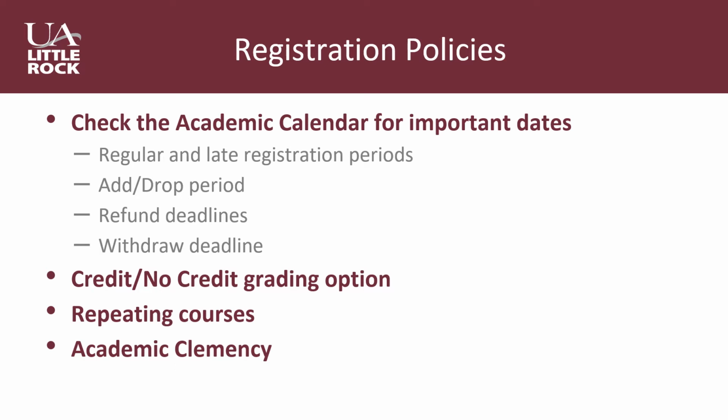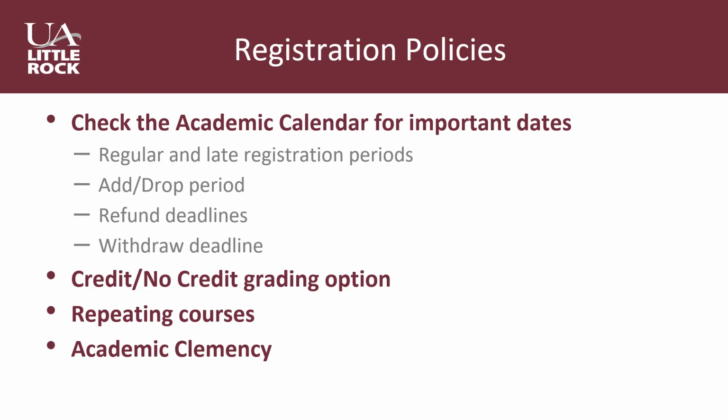One registration policy to be aware of is the credit-no credit policy. This policy allows students to designate one, but no more than one class per semester to receive grades of CR for credit or NC for no credit, rather than the normal A through F letter grading system. Before you can switch to credit-no credit, the instructor must agree to this grading structure at the beginning of the semester. And only electives may be graded credit-no credit, meaning the course cannot fulfill any requirements in the general education core, major, or minor. Grades of CR and NC will not impact your GPA.